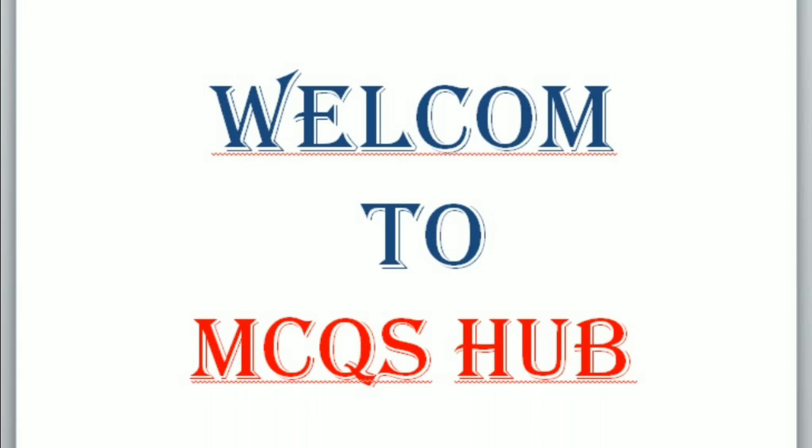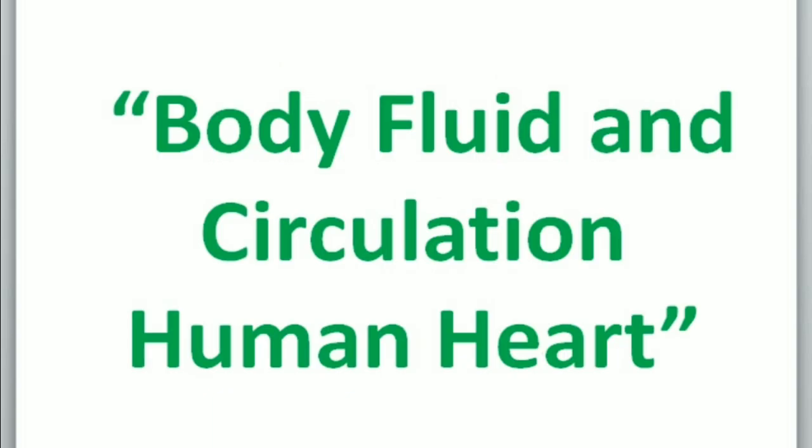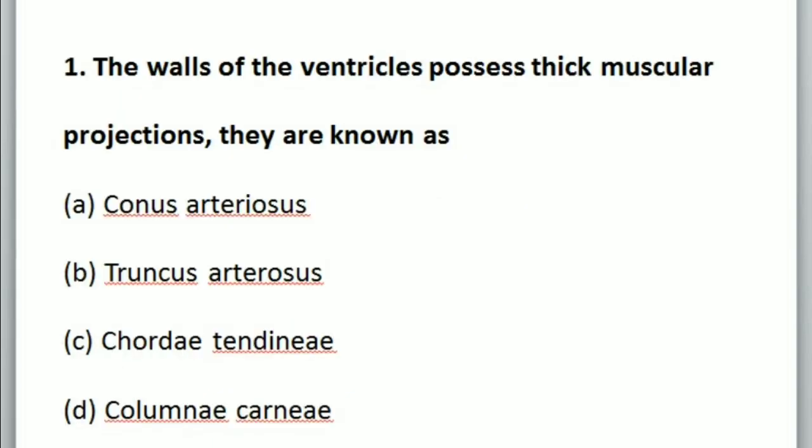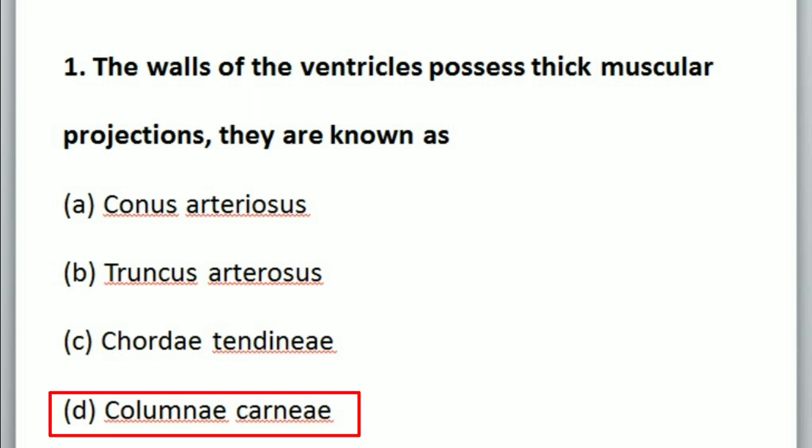Today's video is on Body Fluid and Circulation, Human Heart. 1. The walls of the ventricles possess thick muscular projections. They are known as A. Conus arteriosus, B. Truncus arteriosus, C. Chordae tendineae, D. Columnae carneae. Answer D. Columnae carneae.